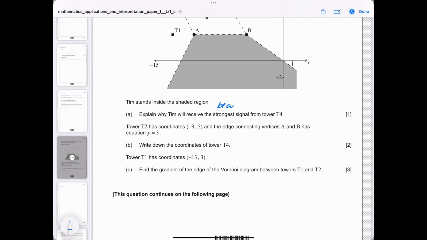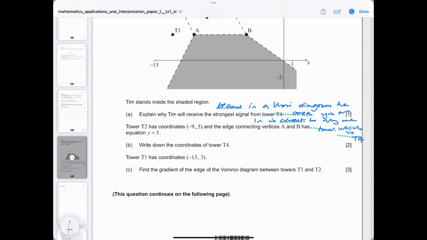Because in a Voronoi diagram, the area you are in is closest to only one tower, which is T4. I don't like how I said that. I might have to rephrase it.